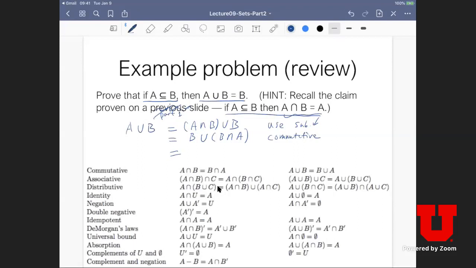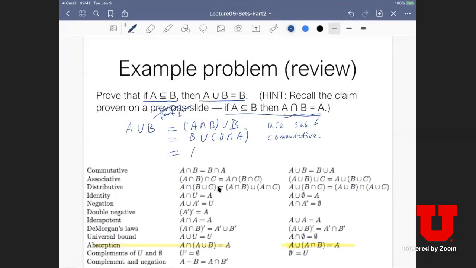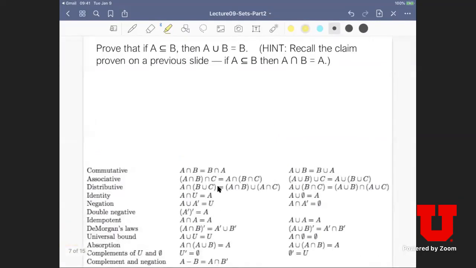Now what I'm going to do is use absorption. In fact, we're going to use the second part of the absorption rule. Then I just get B. So the difficult part of this proof is really the last step, using absorption. And typically when you try to prove set relations, you're going to get things like absorption, De Morgan's law, and so on. All right, let's do the next one.